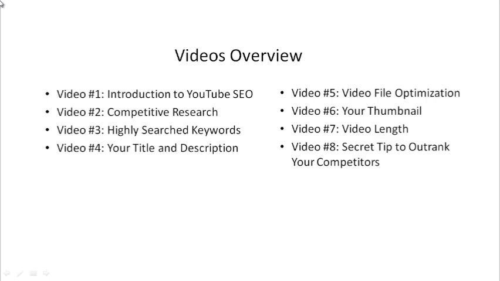Video number 1 is the introduction. Video number 2, we're going to talk about competitive research, in other words, how to figure out why YouTube is ranking certain videos at the top. Video number 3, we'll talk about how you can figure out what keyword terms to use and focus on. Video number 4, we'll talk about your title and your description. Video number 5, we'll talk about video file optimization, which is something that most people don't even know about.